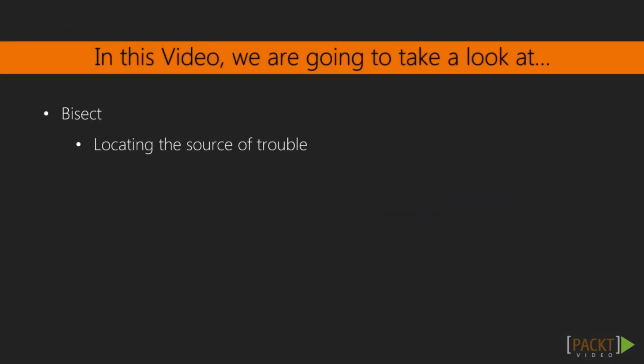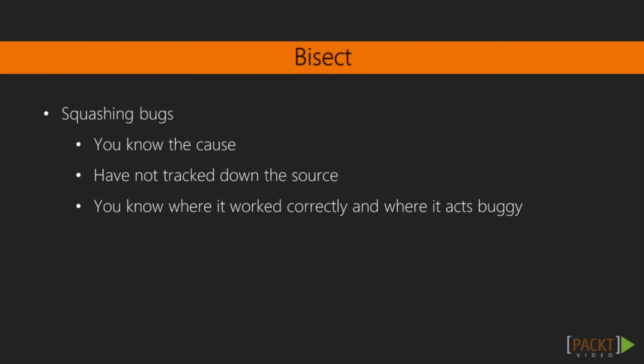Bisect guides you through a binary search of the history, asking along the way for you to identify commits as good or bad. It is similar to that child's game, Warmer, Colder. Let's suppose you have a bug that crept into your code. If you knew which file was causing the problem, you could use the blame command, as we just saw, and locate the exact commit where the problem was introduced.